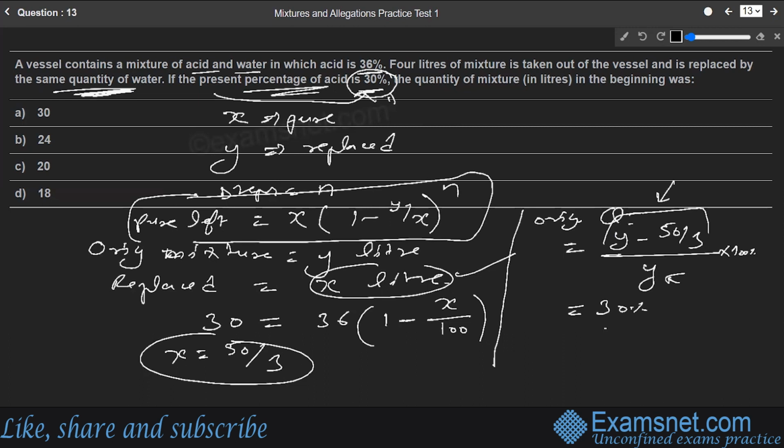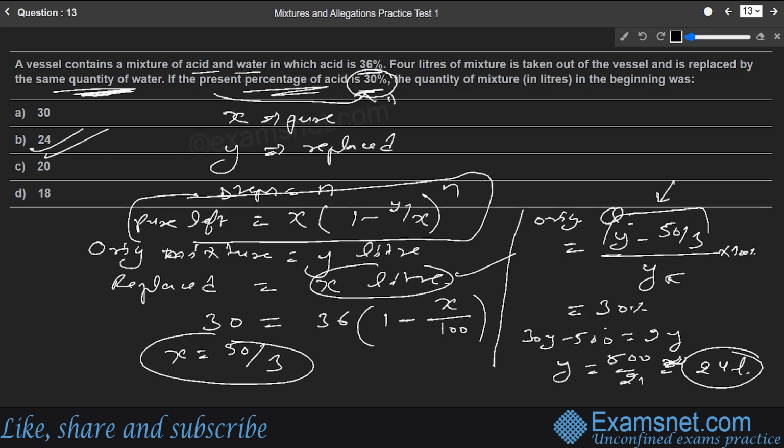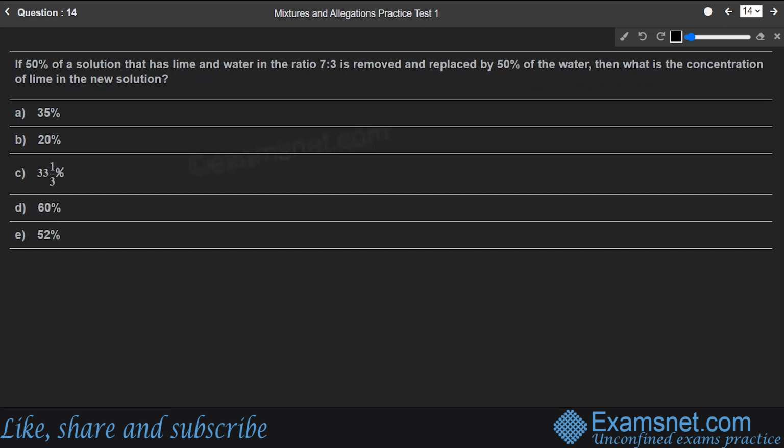So if we solve this equation, we're going to lead to 30y minus 500 is equal to 9y, which gives us y value as 500 by 21, which is approximately equal to 24 liters. Okay, so 24 liter was that particular volume which has been replaced by water. So the right answer is available in option number B, and that is the right answer. Okay, let us have the next one.